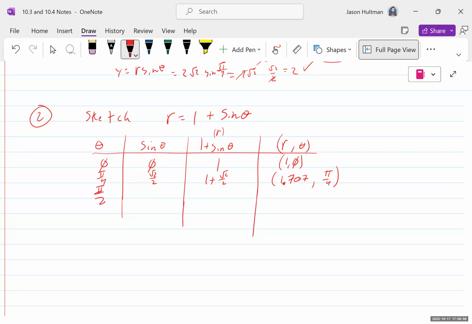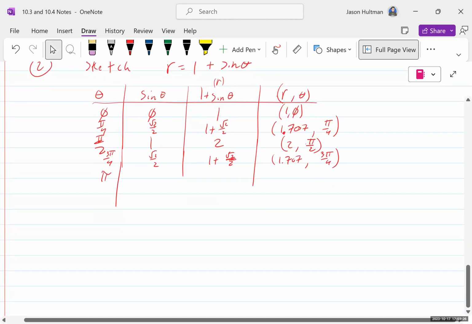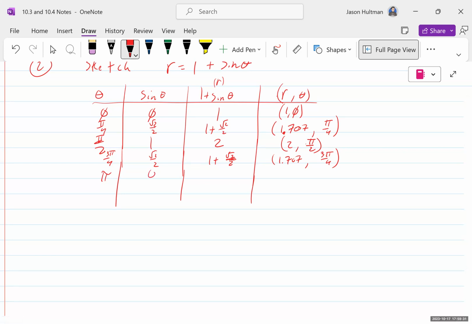At pi over 2, r is going to be 1 plus 1, which is 2, so this is (2, pi over 2). At 3 pi over 4, the sine is still radical 2 over 2, so it's just 1 plus radical 2 over 2, which is approximately 1.707, and 3 pi over 4. At pi, sine of pi is 0 again, and so this becomes 1, and this is (1, pi). Now what about 5 pi over 4? The sine of 5 pi over 4 is negative radical 2 over 2, so this is 1 minus radical 2 over 2, which gives us approximately 0.293.